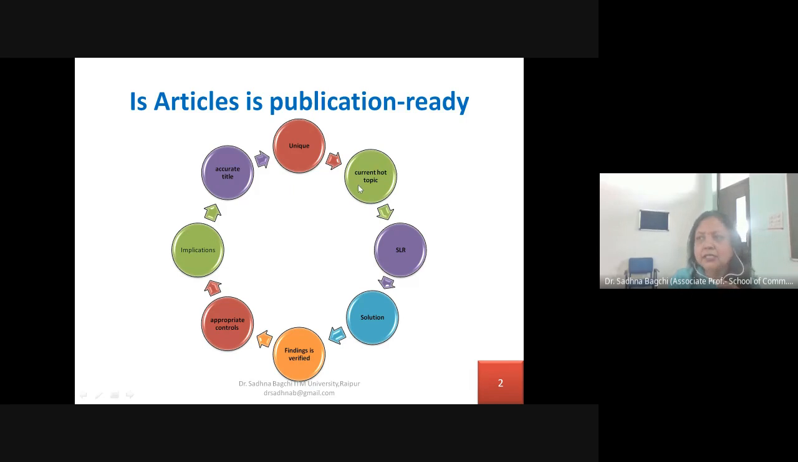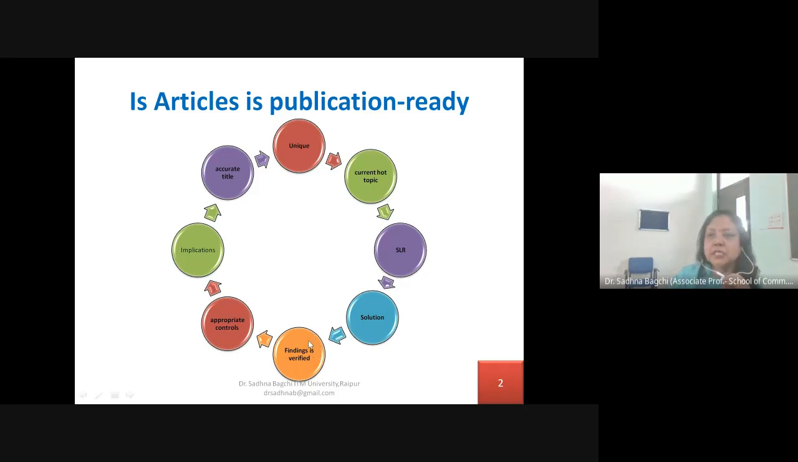Take current hot topics, topics that are already in the news. The topic must be chosen after the completion of the SLR. SLR means systematic literature review. Your topic must be based on a systematic literature review, because without a literature review you can't finalize a topic that is very unique and relevant. Your topic may also provide a solution to industry, society, or government.